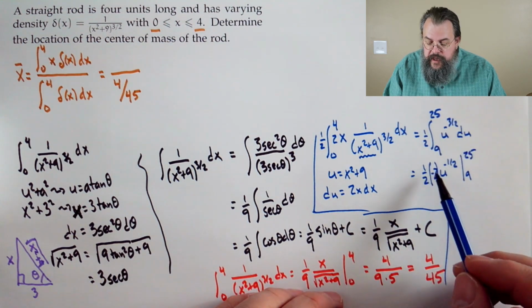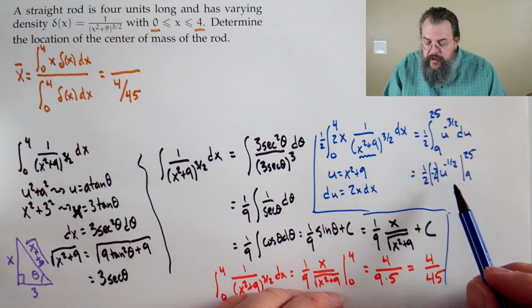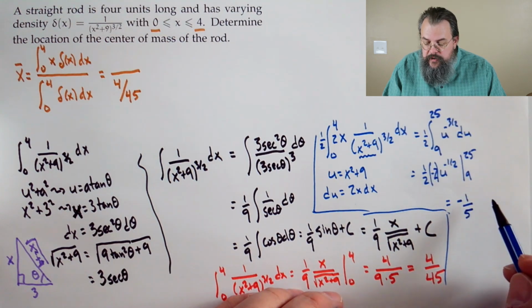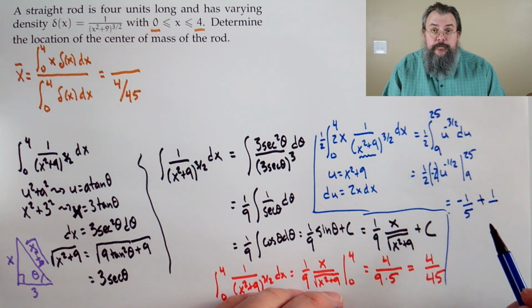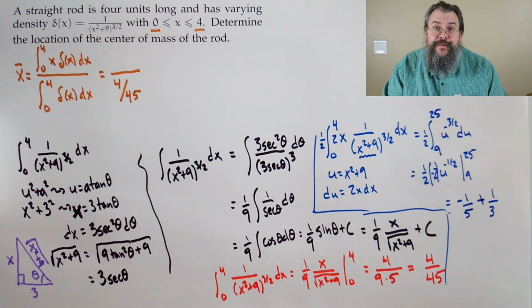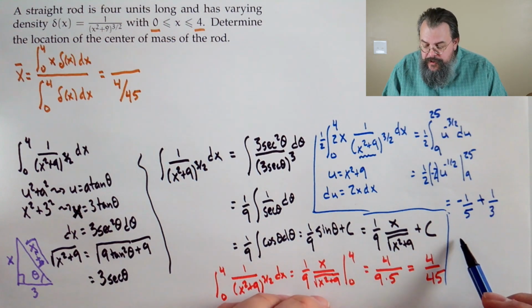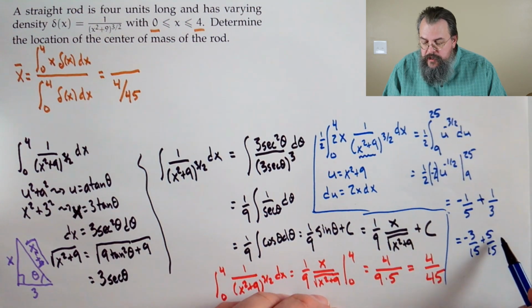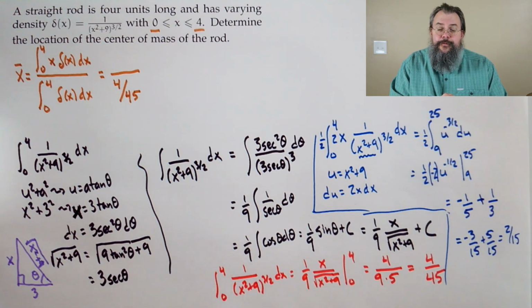Okay, well, the 2 and the half, they cancel. And so what we really have is minus 1 over the square root of 25, which is 5, minus minus, plus 1 over the square root of 9, which is 3. So it becomes minus a fifth plus a third. Common denominator is 15. So this is minus 3 over 15 plus 5 over 15, which is 2 over 15. All right, that worked out pretty well.